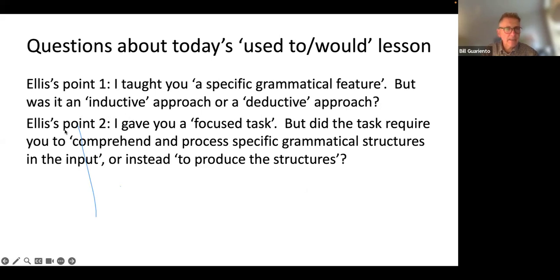You will see that Ellis makes another point. And today, in my used to and would lesson, I gave you a focused task. But did the task require you to comprehend and process specific grammatical structures in the input, or instead to produce the structures?